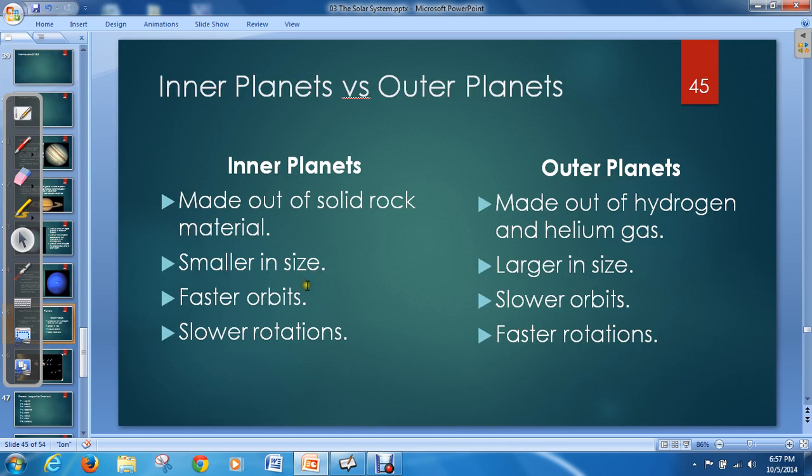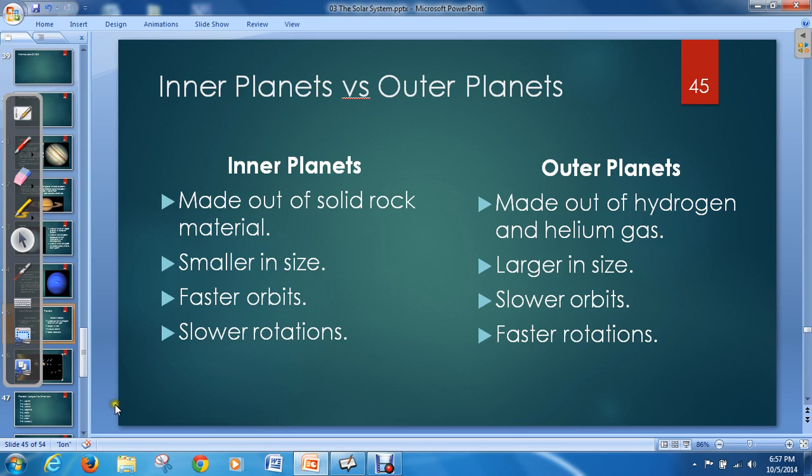There's our inner planets, outer planets. If you just look at some characteristics and compare, inner planets are mostly solid rock material, smaller in size, faster orbits, slower rotations, while the outer planets are made out of hydrogen and helium gas, larger in size, slower orbits, and faster rotations. So they're very distinct on these characteristics, very different types of planets.